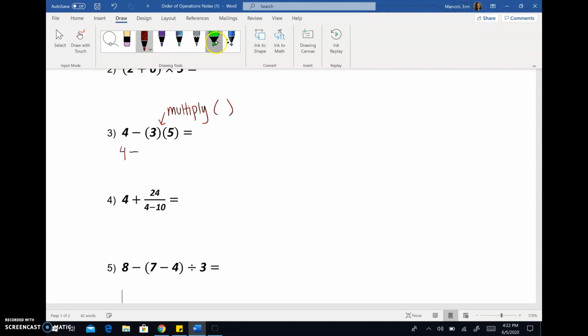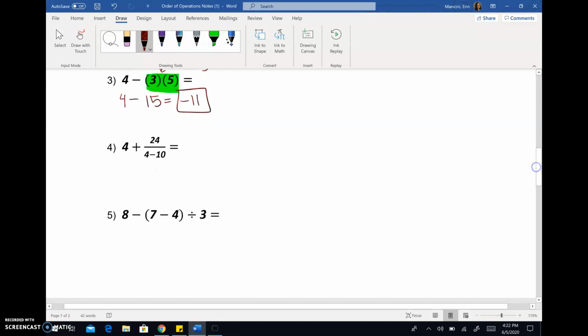So you would multiply these guys as your first step. 3 times 5 is 15. What's 4 minus 15? Well, you have $4 in your bank, and then you owe the bank $15, or they take away $15. So now you're in debt, but you're in debt $11.